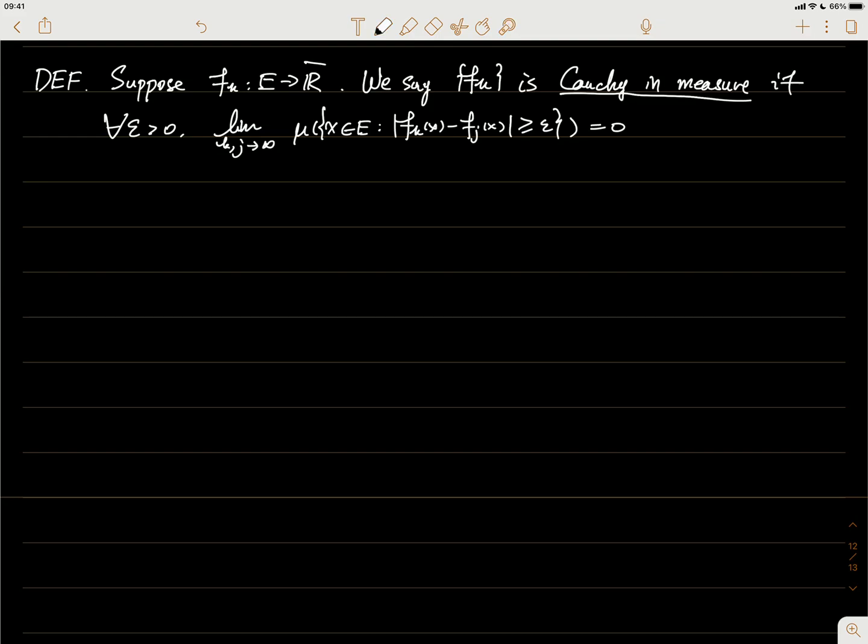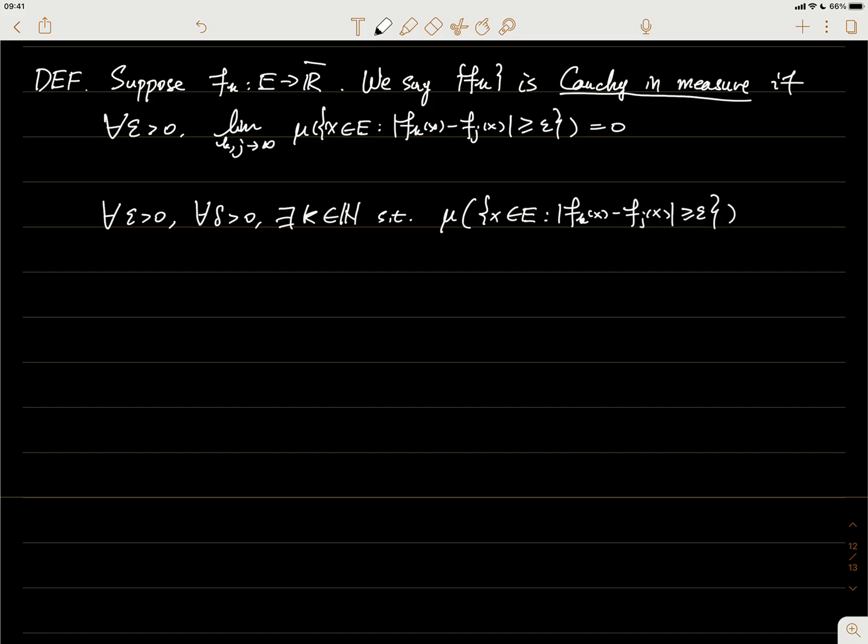Okay, so you can also write this in a different way, as we defined for convergence in measure. You can say that for any epsilon greater than 0 and for any delta greater than 0, there exists K such that the measure of the set of points where f_k(x) and f_j(x) differ by at least epsilon is less than delta for all k and j greater than or equal to capital K. Okay, so that's the equivalent definition. So this is just the Cauchy version for the convergence, and we would expect that the sequence is Cauchy in measure if and only if it converges in measure, right? And that is indeed what we're trying to show next.